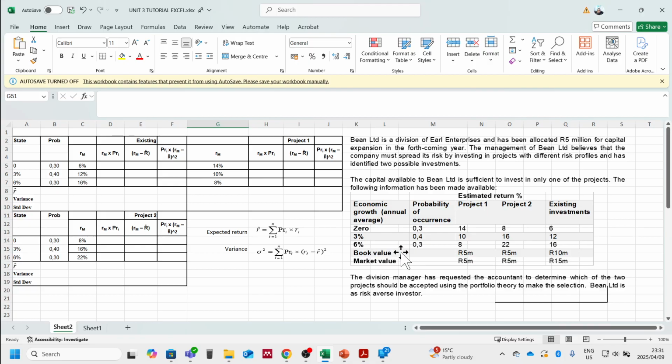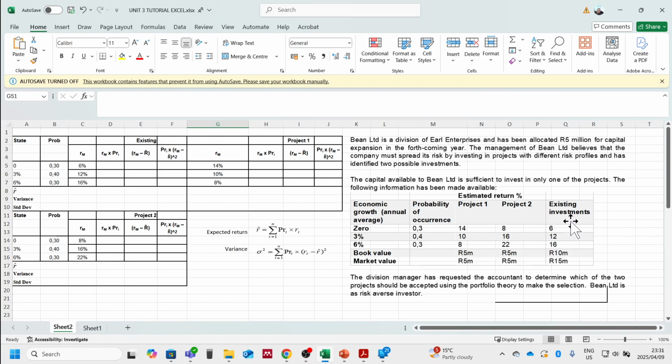And we also have the book value, which is the acquisition value of those assets. When we invest in project one, the book value is 5 million. The market value will also be the same as the book value since we'll be acquiring this for the first time. And the same applies to project two.